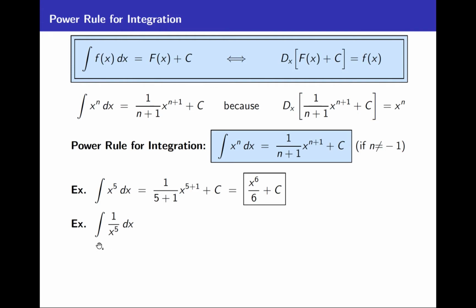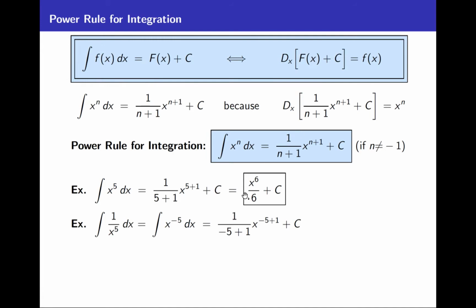Another example, the integral of 1 over x to the 5th dx. Remember that you can write this reciprocal as a power. That's the integral of x to the power of minus 5 dx. So now that we have the integral of x to the power of n dx, where n is minus 5, we can use the power rule to find this integral.